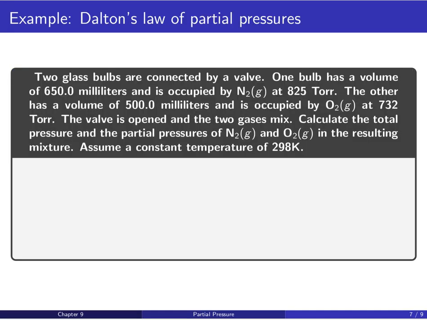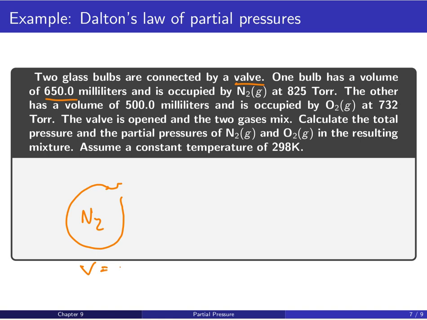Okay, so now as a final example, I'd like to take a couple minutes here and work through a rather detailed example of the power of Dalton's law, a little bit more challenging problem that Dalton's law of partial pressures allows us to solve quite directly. So in this problem, we've got a situation where we basically have two glass bulbs connected by a valve. So I'm going to draw these out. We're going to have one glass bulb right here, and we know the volume: 650 milliliters, and we know that it's occupied by N2 gas.